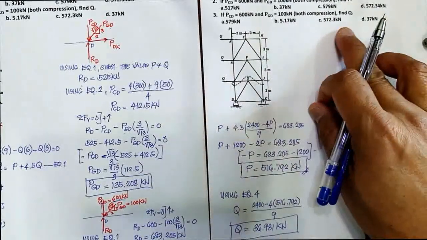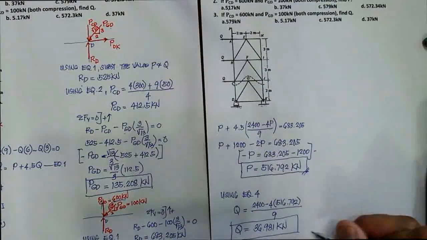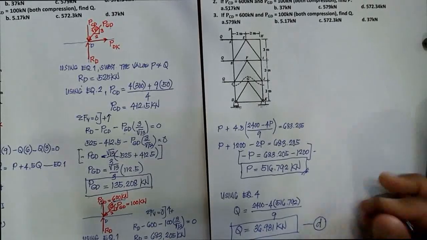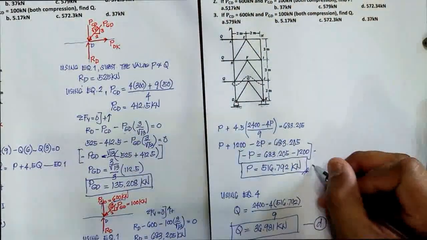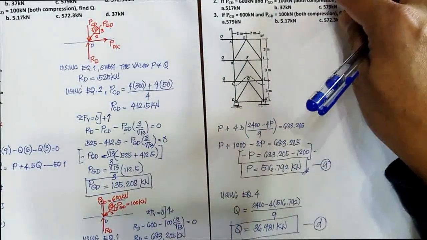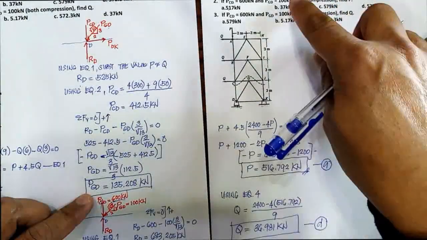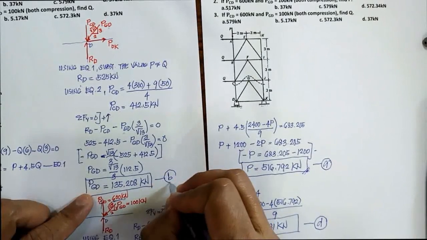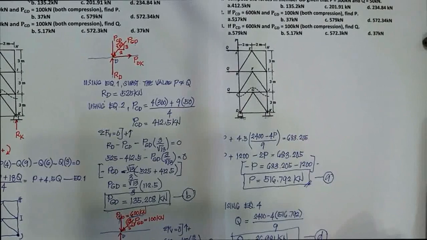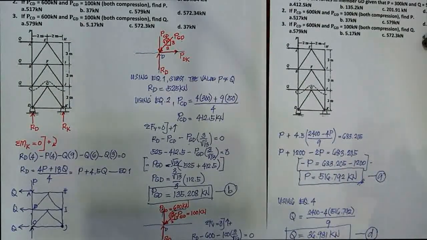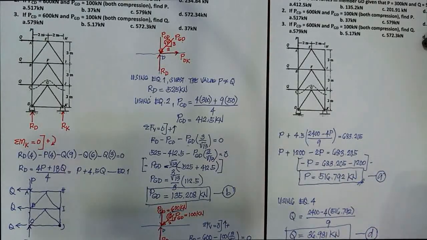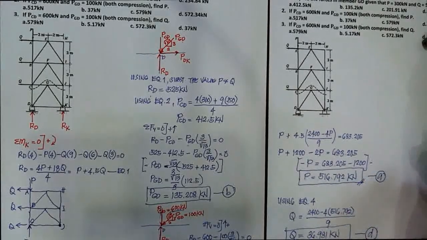In the choices, the correct answer is letter D. And this P, 516.792, for question number 2, we have letter A. And for number 1, we have letter B. Make sure to shade the correct answers in the answer sheet right away, to make sure it is the correct shading during the board exams. So from now on, this is the complete solution for this problem.